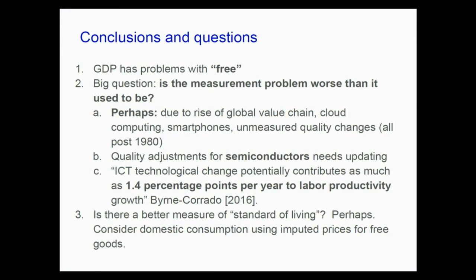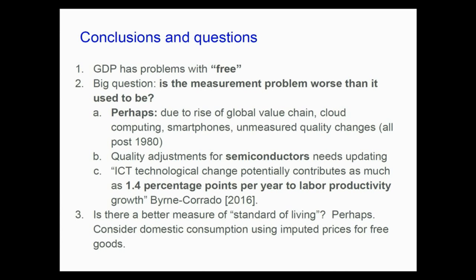So, GDP has big problems with free goods. Is it a more measurable problem than it used to be? This is the question. Yes, we've always mismeasured things. Is it worse now? My answer is a solid perhaps. Why? Because the global value chain has really dramatically changed in the last 20 years. A lot of the unmeasured quality changes have accumulated for all these electronic devices, and our definition of quality has changed, because what used to just be simple clock speed is now something quite different.